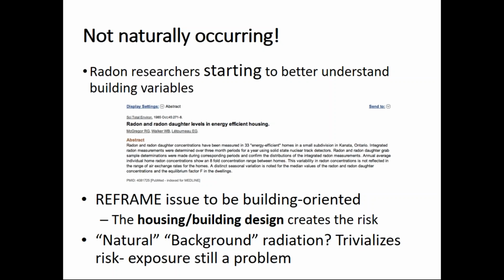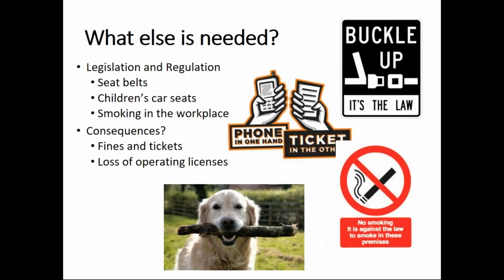So when we say words like natural and background, in many ways it trivializes risk. The exposure is still a problem. Arsenic is naturally occurring, but it also causes lung and skin cancers at very high rates. But that's a whole other carcinogen issue. We can talk about radon in the context of the built environment, and I think it shifts the conversation a little bit.